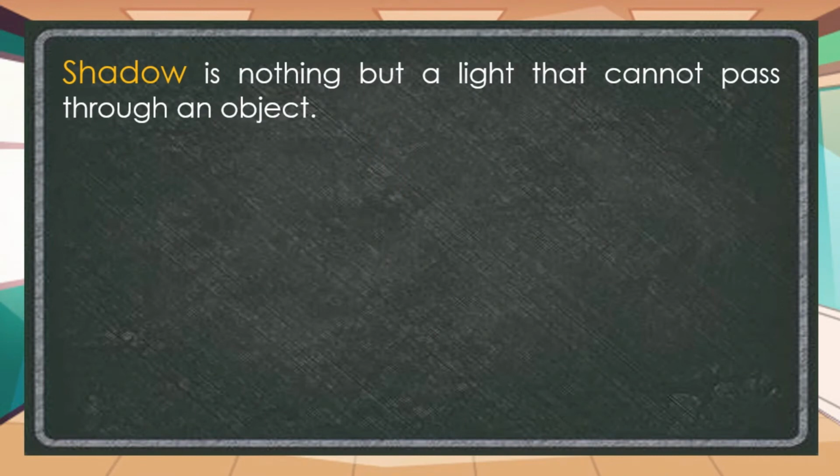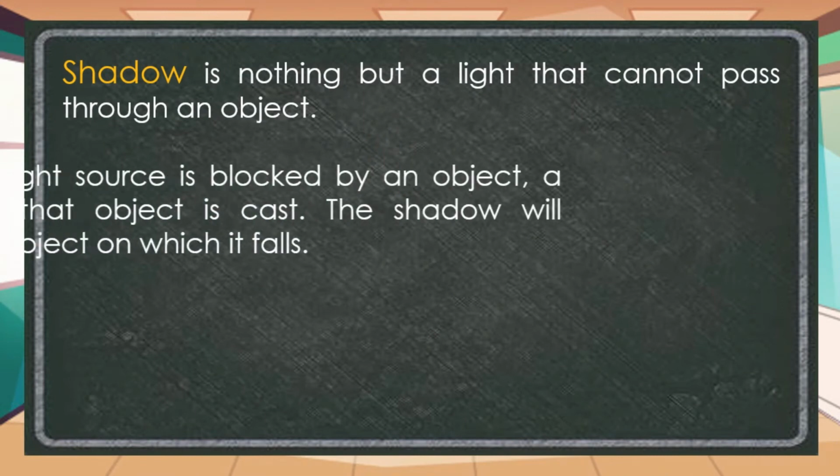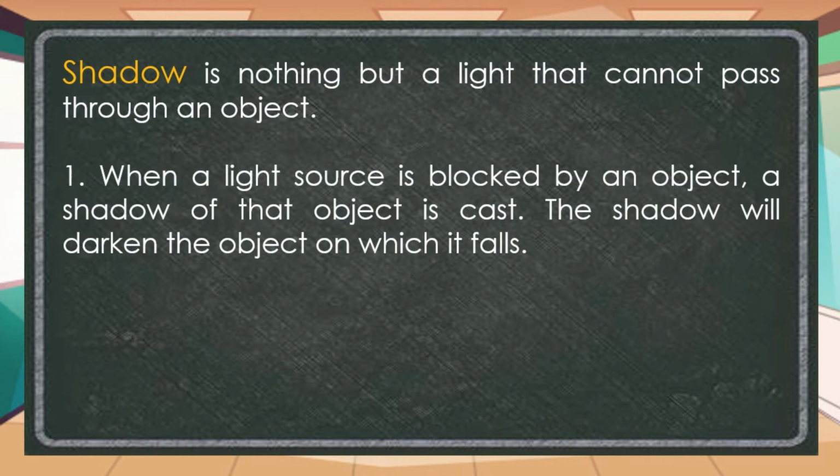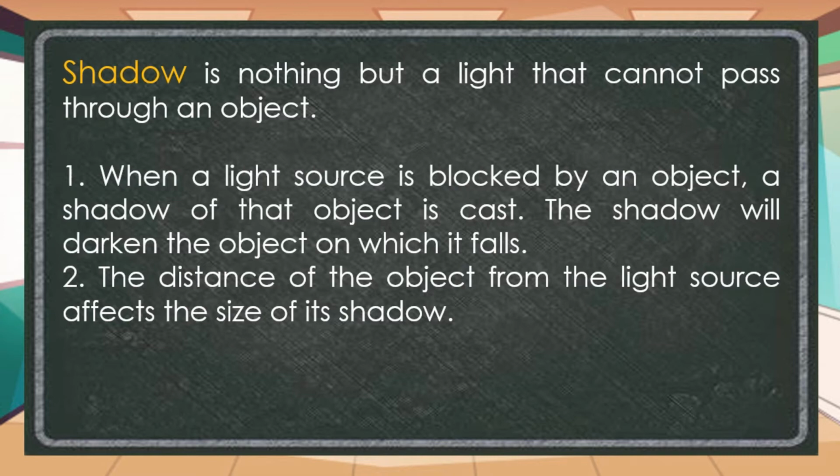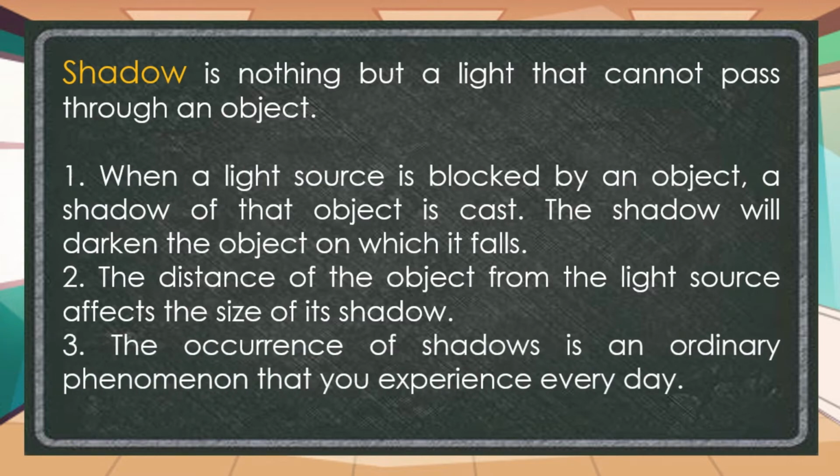Shadow is nothing but a light that cannot pass through an object. When a light source is blocked by an object, a shadow of that object is cast. The shadow will darken the object on which it falls. The distance of the object from the light source affects the size of its shadow. Ibig sabihin, kapag ang isang bagay ay mas malapit sa light source, ang shadow na mabubuo ay mas malaki. Pero kapag ang isang bagay ay mas malayo sa light source, ang anino na mabubuo ay mas maliit. And the occurrence of shadows is an ordinary phenomenon that you experience every day.